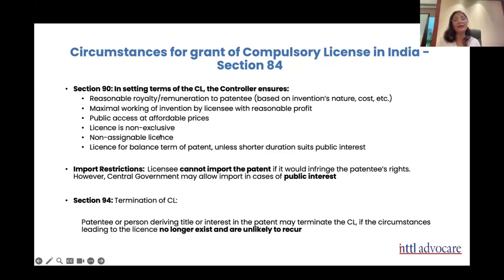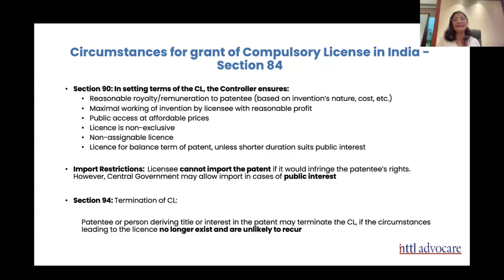The license can be non-exclusive. It is not that only one person can get the compulsory licensing. It has to be non-exclusive. It is a non-assignable license. It's a very important point. Suppose I am the person, an applicant seeking compulsory license. I cannot assign it even to my subsidiary. So it is a non-assignable license.